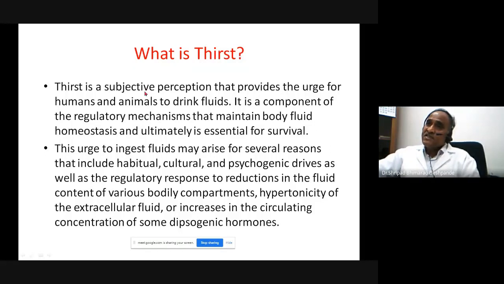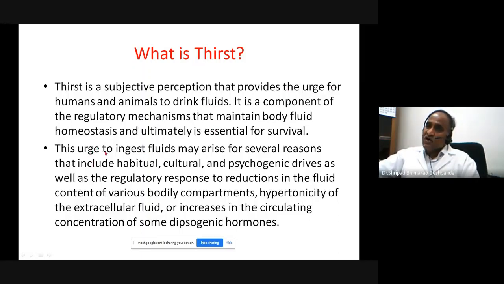To define thirst, it is a subjective perception that provides desire for human beings or animals to drink water or ingest water. I repeat again, thirst is a subjective perception that provides the urge for humans and animals to drink fluids. It is a component of the regulatory mechanism that maintains body fluid homeostasis, ultimately essential for survival. So that means it is an essential component of the homeostatic mechanism, and it is an urge to drink fluid.